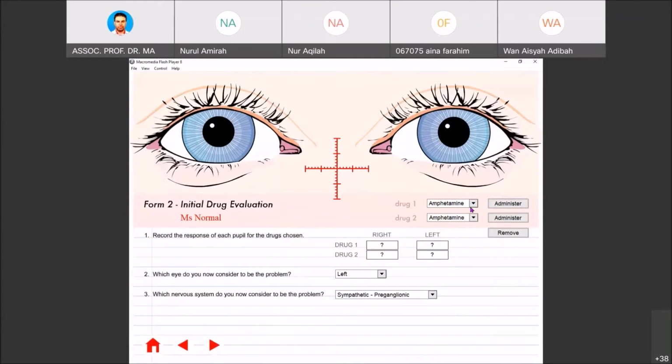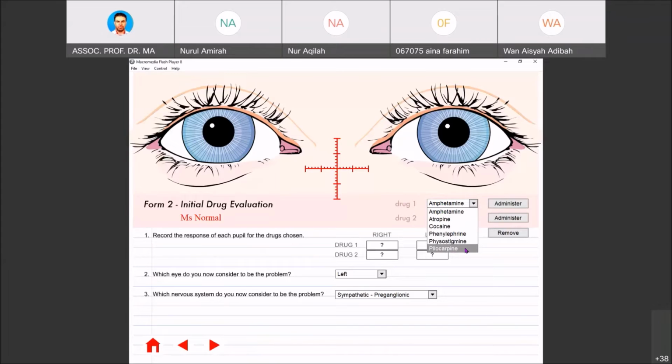The list of the drugs is available here in the drop-down list. Okay, so we have amphetamine, atropine, cocaine, phenylephrine, physostigmine, and pilocarpine. So our task is to know first these drugs, the mechanism of action of these drugs, which one is cholinergic, which one is adrenergic receptor stimulant or antagonist.